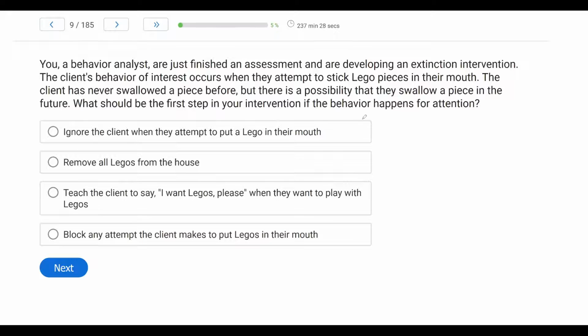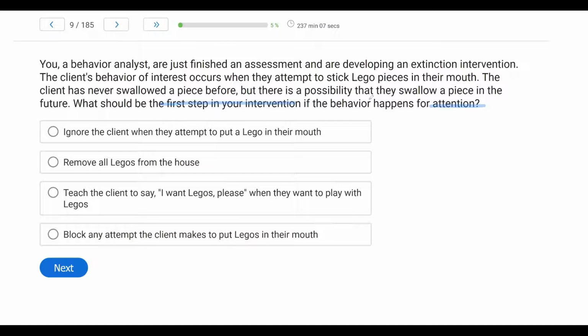What will be the first step in your intervention if the behavior happens for attention? Now, let's be very careful on this question. It's a good question to test. Are you going too quickly? Let's think about this. We're looking for the first step in our intervention. The behavior happens for attention. So we have a function, it's attention. We're looking for the first step.